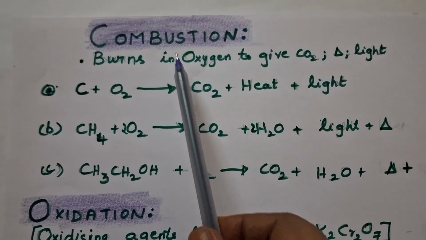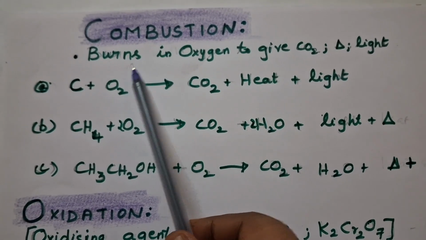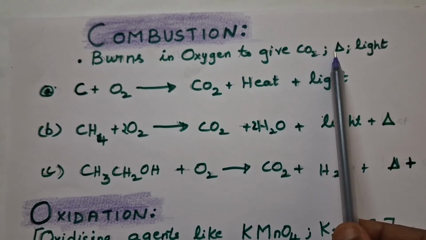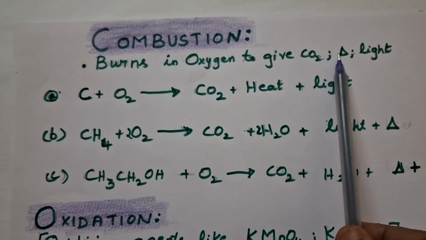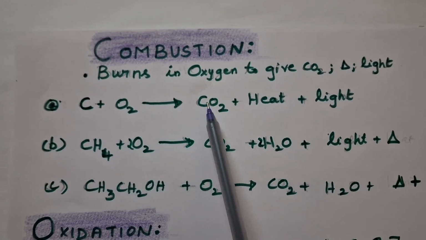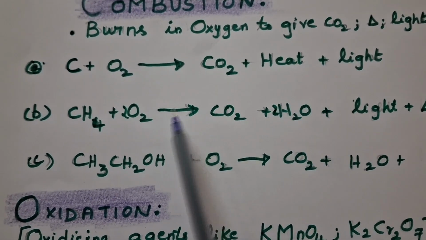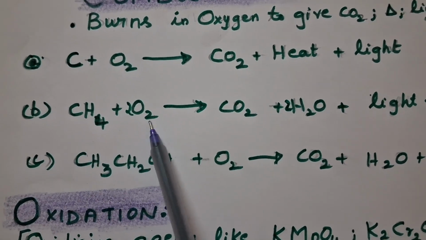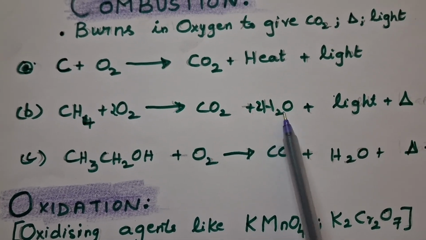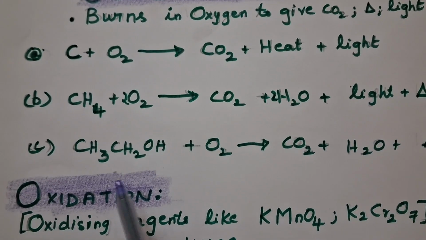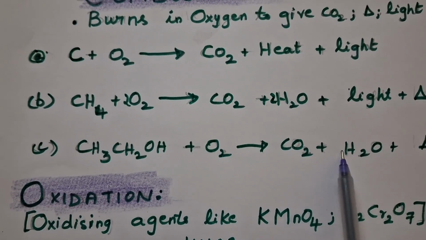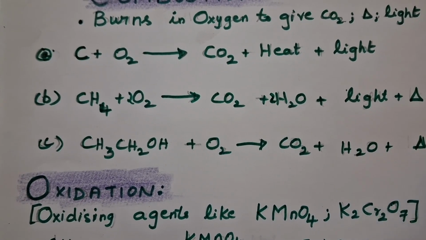Next is combustion. Combustion is nothing but burning. Any carbon, when it burns in the presence of oxygen, gives carbon dioxide, heat and light. The symbol indicates heat. So when you burn carbon in the presence of oxygen, it gives you carbon dioxide, heat and light. If you take methane, when it burns in the presence of oxygen, it gives you carbon dioxide, water, and heat and light are given out. Similarly, this is ethyl alcohol. When it burns in oxygen, it gives you carbon dioxide and water, and heat and light are given out.